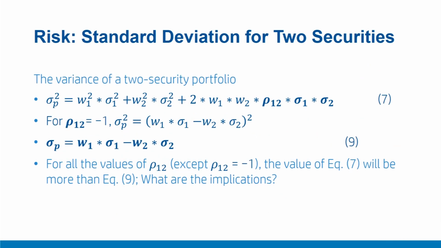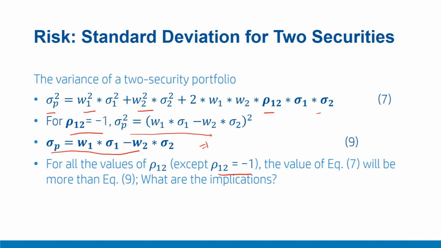Let's consider another extreme case where correlation is equal to -1. In this particular case, again, our good old formula of sigma p square equal to w1 square sigma 1 square plus w2 square sigma 2 square plus 2 times w1 w2 rho 1 2 sigma 1 sigma 2 considerably simplifies to this formula. Now in this formula, if we further solve this expression, we will achieve this. This is a very special case for a correlation of -1. What are the implications of this formula?